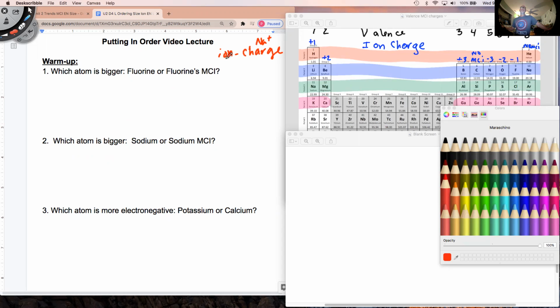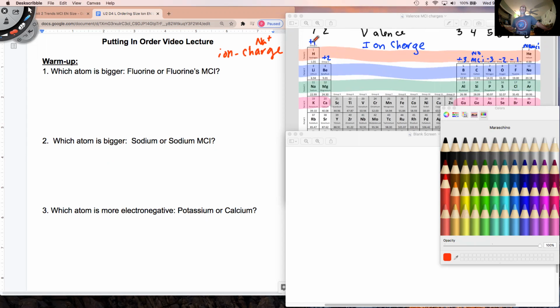Now these ions, these elements, they have standard charges. For example, I put up the valence here for you. So the outer electrons up here, that's the number of outer electrons the atoms have going straight down the rows. But also, we've talked about it before in class. We're going to talk about the ionic charge, the MCI.